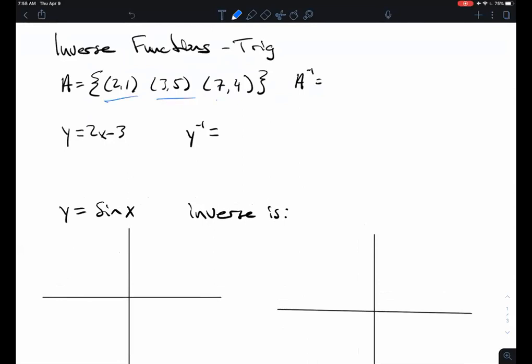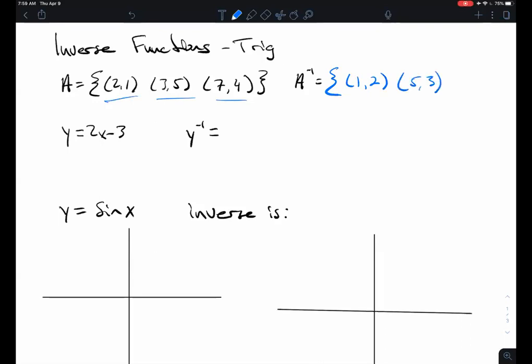3, 5, and 7, 4, they make up a set I'll call A. And then if I ask you for A inverse, the relationship when we're talking about inverse functions, if you'll recall, is the set of those opposite xy points. So for every xy that exists, that yx point would exist for the inverse. So what I mean is the set that would make up A inverse is the point 1, 2 instead of 2, 1.